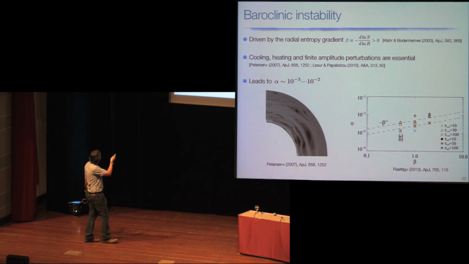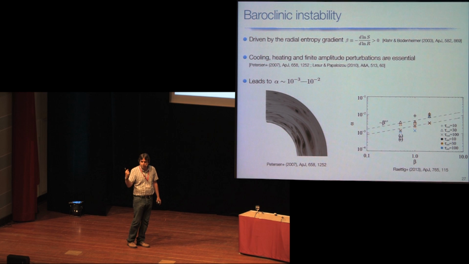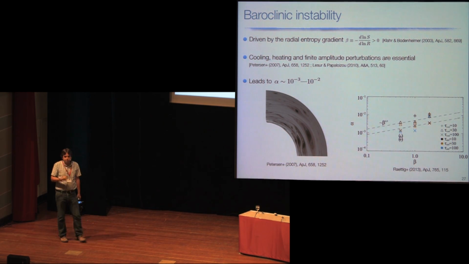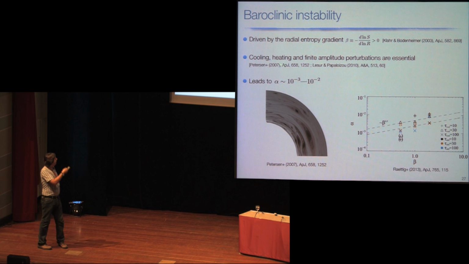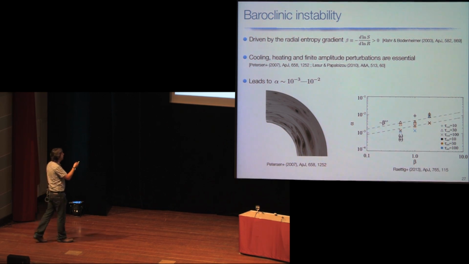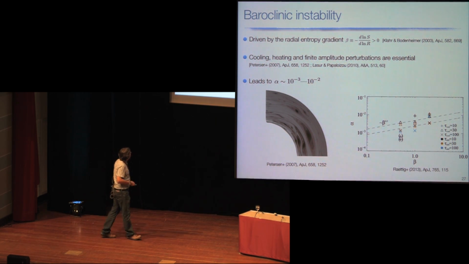Provided that you have the right cooling, you have the right heating, and provided that you heat the disk sufficiently strongly. So these are quite strong constraints. But then, if you have all these conditions, you can have vortices forming everywhere in the disk. You get a disk which is populated by vortices. They are everywhere. This is a typical simulation of Peterson et al. And the black thingies here are vortices.